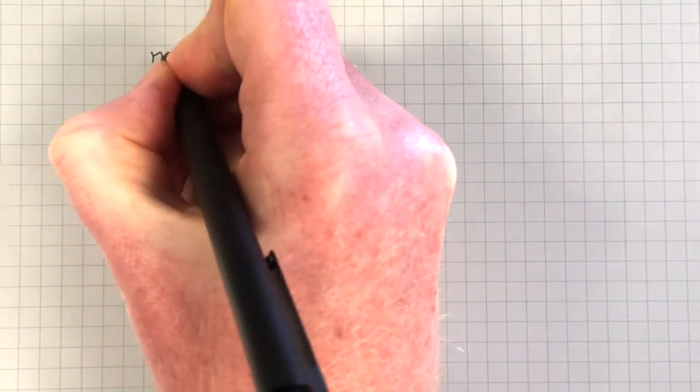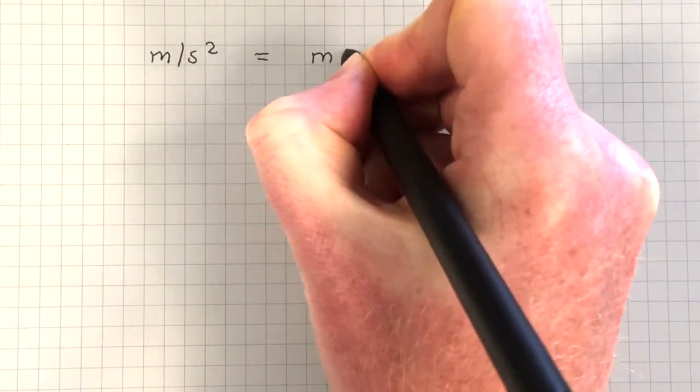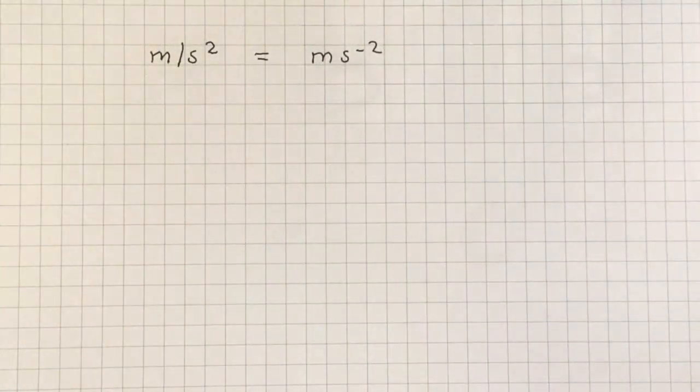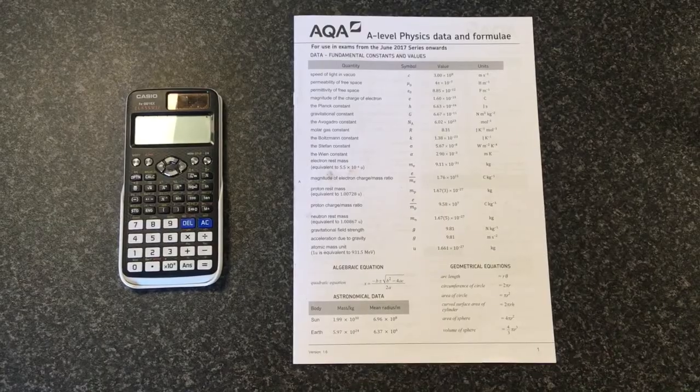If we were to say acceleration, we would say that's meters per second squared, but now we would write it as meters seconds to the power minus 2, and so on. These are the units that you'll see in questions that we'll be using. Here are a couple more things that you need for A-level physics.